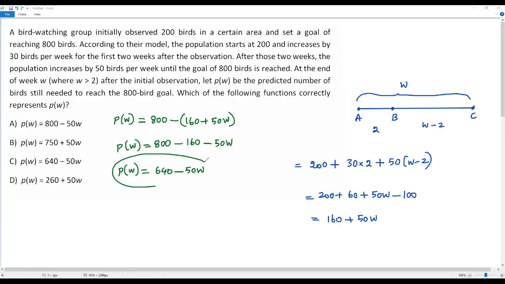I find this exactly in answer choice C. The correct answer choice for this question is C.